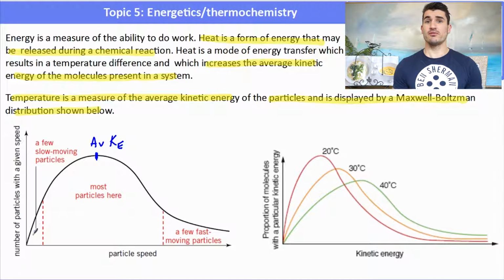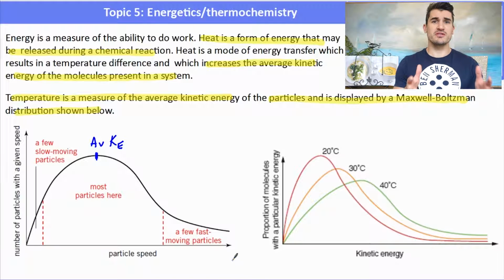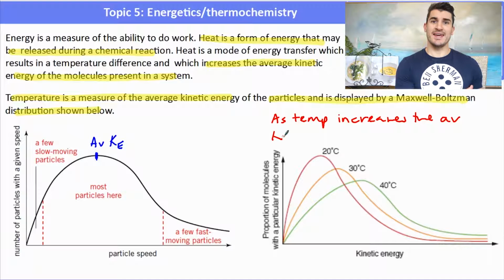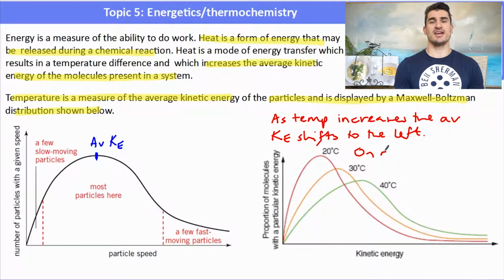Sure, we have some that are moving really fast, and we have some that are moving very slowly, but on average, most of the particles sit in that middle section. If, however, we increase the temperature by as little as 10 degrees, what we are doing is shifting the curve to the right. So that means that more particles, on average, have a greater kinetic energy. Again, we still have some that are moving very fast, and some very slow, but on average, the majority of the particles have gained an increase in kinetic energy.